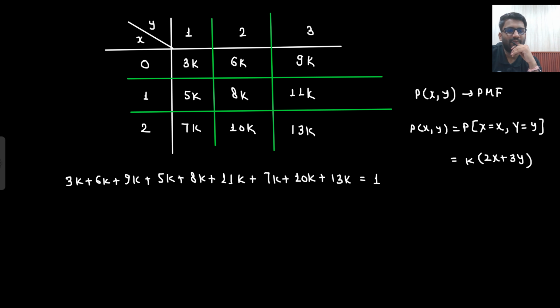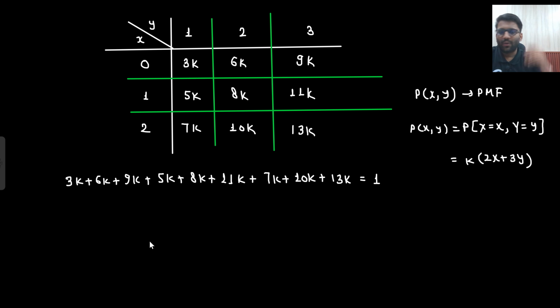Say yes or no? Because x can take 0 and y can take 1, or x can take 0 and y can take 2, or x can take 0 and y can take 3, or x can take 1 and y can take 1, or x can take 1 and y can take 2. So all this addition will be equal to 1. I am taking all the probabilities into account.